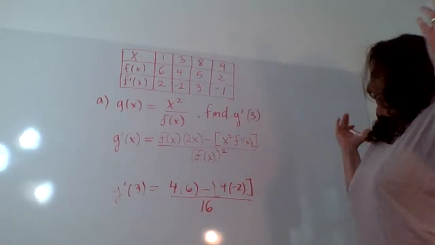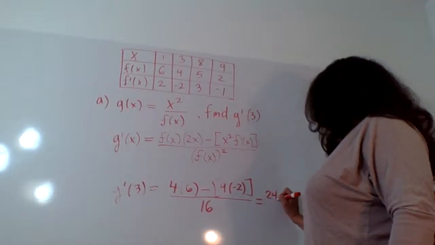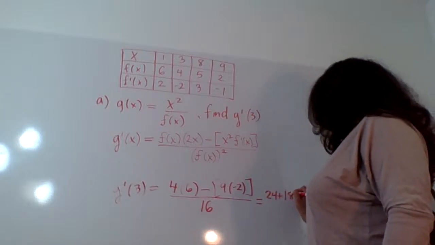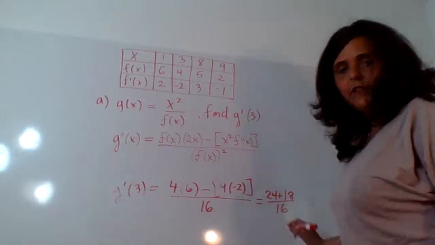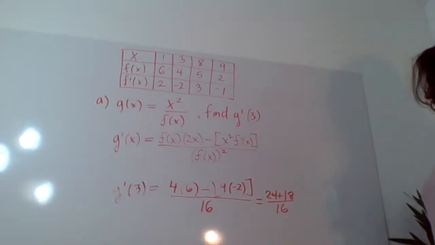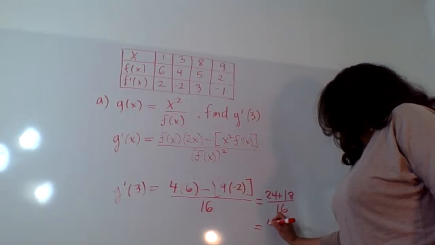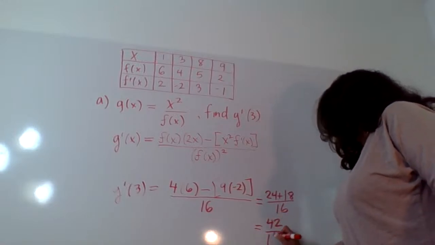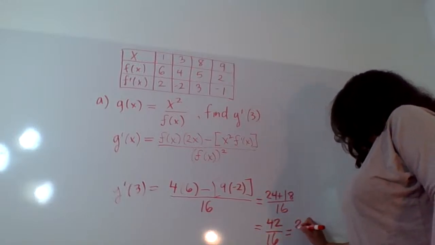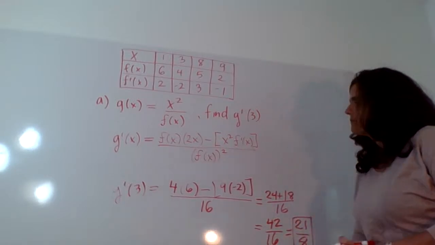So then from here, it's kind of simple math. We have 24 plus 18 over 16 is what I have here. Hopefully you can see that. And then just kind of putting that all together, 42 sixteenths, and that would reduce down again in half. So we're going to go with 21 over 8 for our final answer here for g prime at 3.